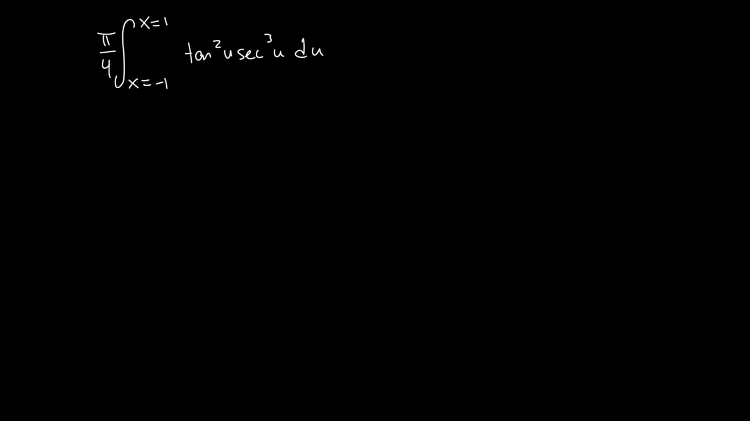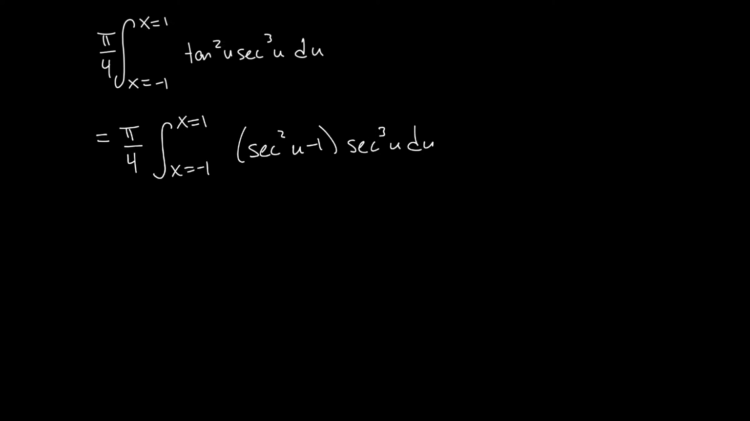Alright, so we ended class with this integral, and this is a doozy of an integral. Somebody had recommended that we turn this all into secants. I think it was Caitlin, and that's absolutely correct. To solve this, you need to turn this into secant squared u minus 1 times secant cubed u du.